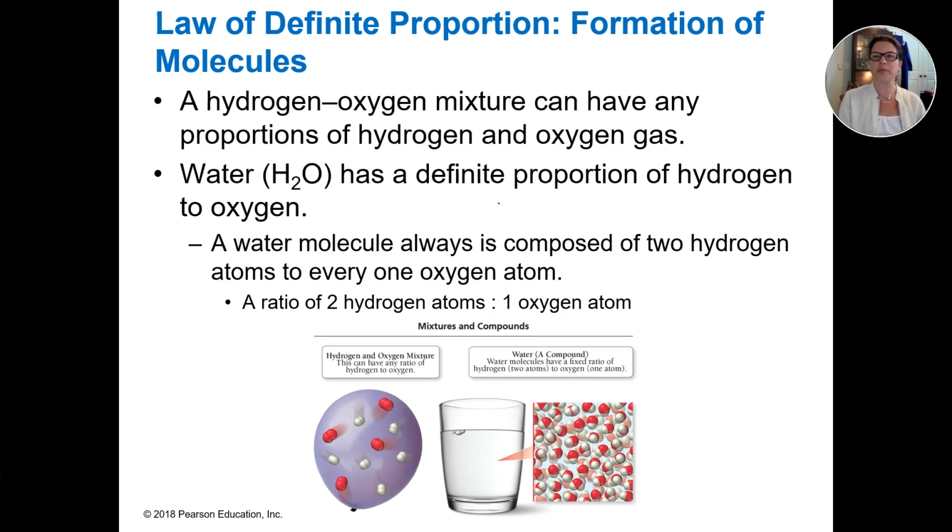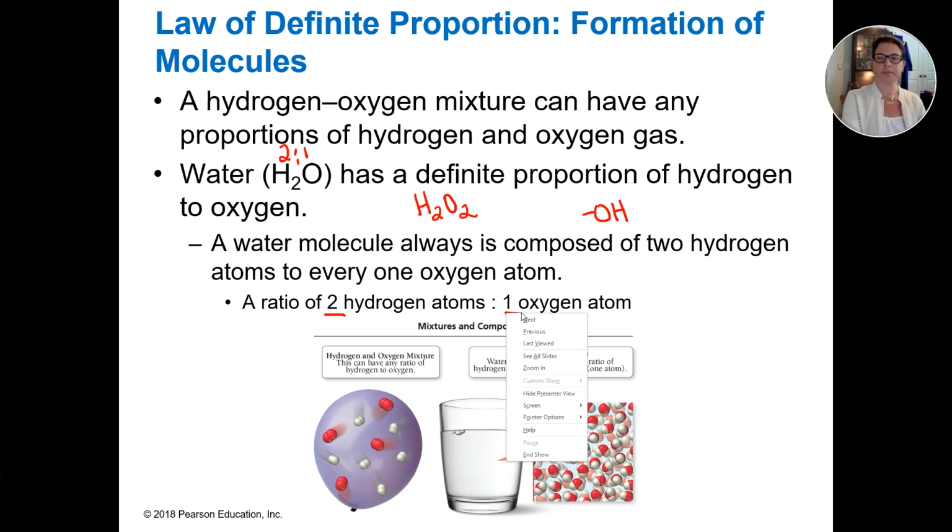So a hydrogen-oxygen mixture can have any proportions, but in water specifically, it is a 2-to-1 ratio. But we can also have peroxide, H2O2, okay? The point is, the hydrogen and oxygen can come together and form many different things. It can form a hydroxyl group, which is the characteristic that makes something an alcohol, like ethanol or methanol, okay? It's that OH group there. But water in particular is always two hydrogens, one oxygen.